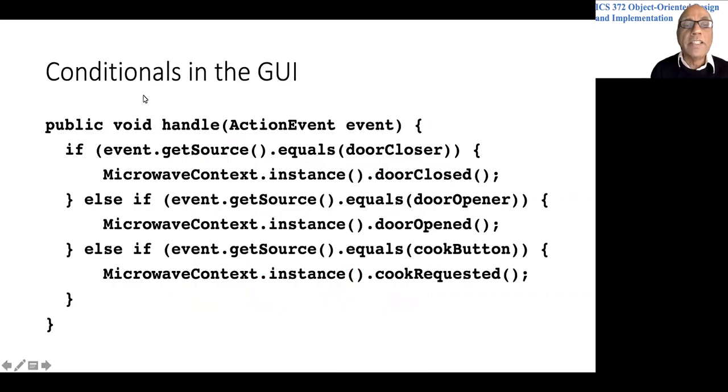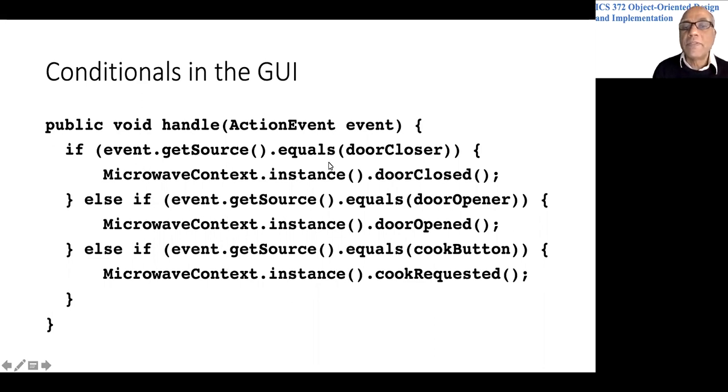The approaches that we have taken so far would eliminate most of the conditionals that can be eliminated. In fact, all of the conditionals that can be eliminated except the conditionals in the graphical user interface. If you recall, the handle method in the display class was this. When a button is pushed, an event is generated of type action event, and we have a conditional like this. Can we eliminate this conditional?